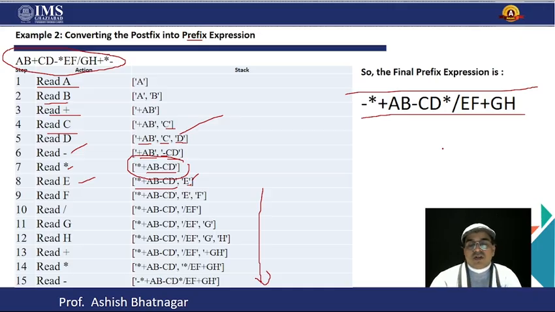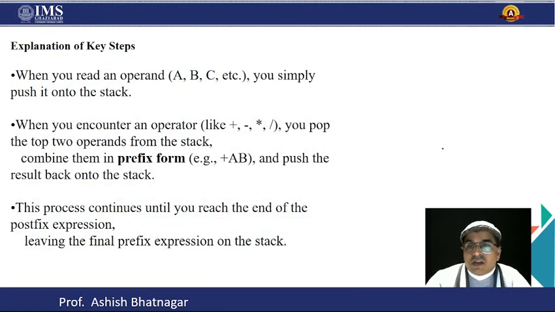So my dear students and friends, you have just to check how we do the conversions for the implementation of stack with the simple expression and the large expressions. Okay, so this is the key explanation. When you read an operand ABC, you simply push it onto the stack. If you encounter any operator, you pop out two operands from the stack, combine them in either the prefix or the postfix notation, and push back again onto the stack, and this process continues until you reach the end of the postfix or prefix expression, which is the required result, right?